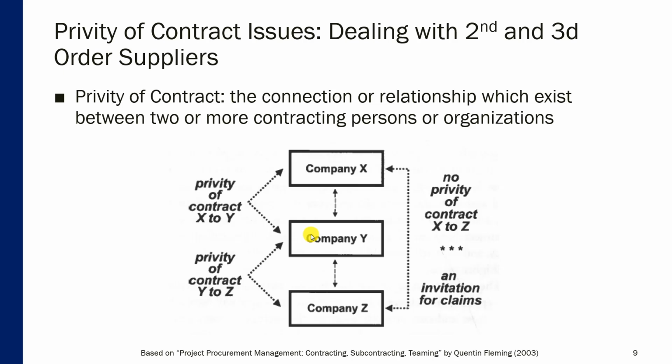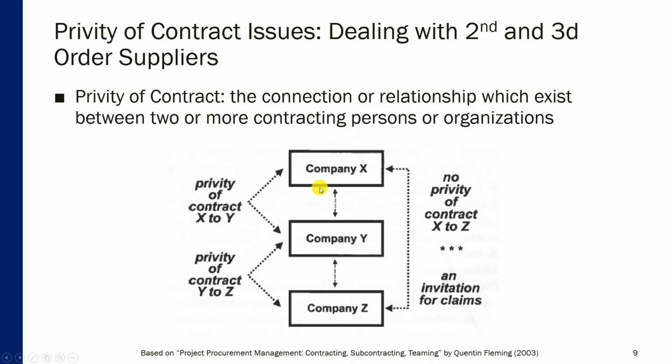Now, another important issue that often arises during procurement administration is the issue of privity of contract. Privity of contract can be defined as the connection or relationship which exists between two or more contracting persons or organizations.